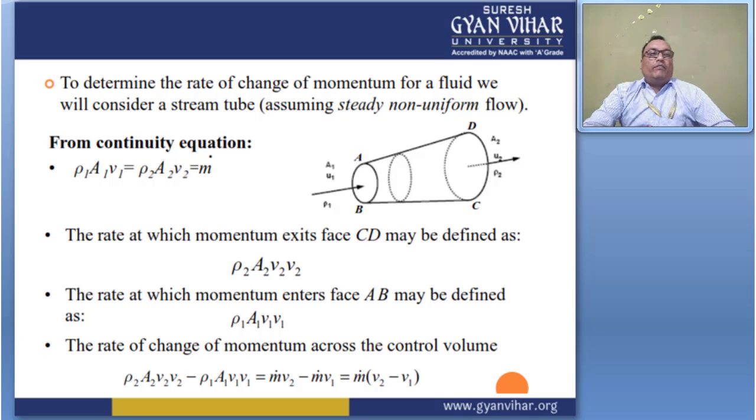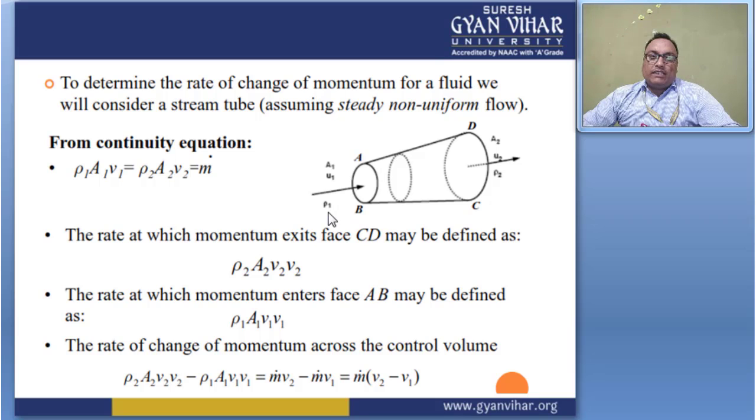For this case, we determine the rate of change of momentum for a fluid. We will consider a stream tube, assuming steady and non-uniform flow. From the continuity equation, this is the mass into velocity, rho 1 a1 is the mass, and v is the velocity. Suppose this is section 1, AB, and another section is CD. In the AB section, the fluid properties are rho 1, u1 and a1.